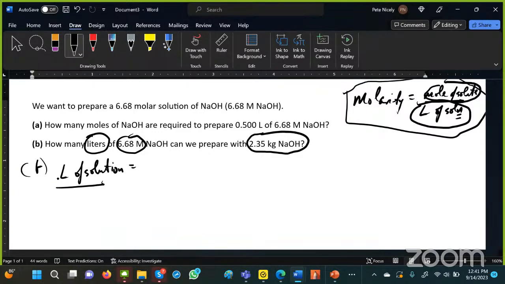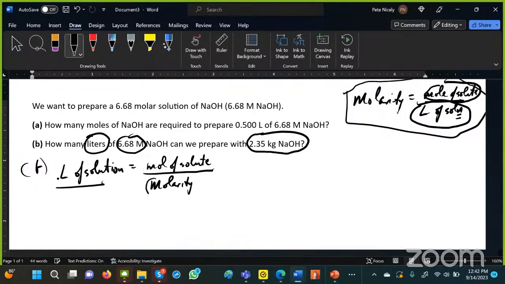Should be simple algebra, folks. Multiply. Nope, nope, nope. Come on, guys. You should know how to do this. Exactly. Moles of solute. Man, I need to talk to your algebra instructors, see what is happening in those classes. Divided by molarity. Okay, very good.